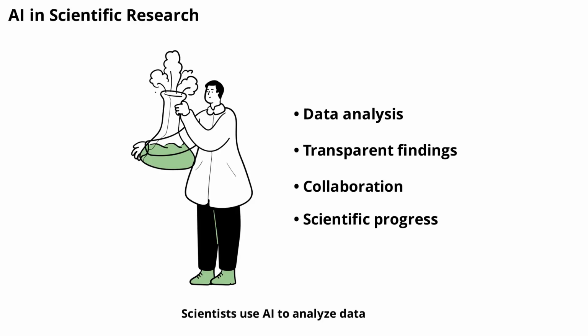Scientists use AI to analyze data and make discoveries in fields like biology, physics, and chemistry. Explainable AI ensures that research findings are transparent and reproducible. This fosters collaboration and accelerates scientific progress.